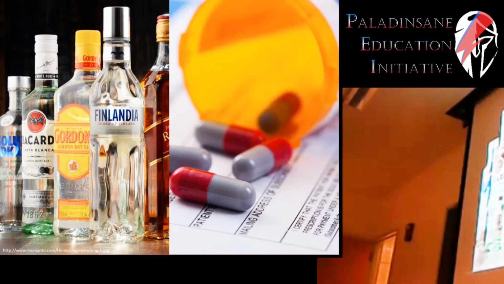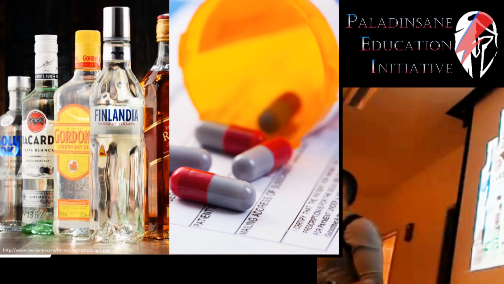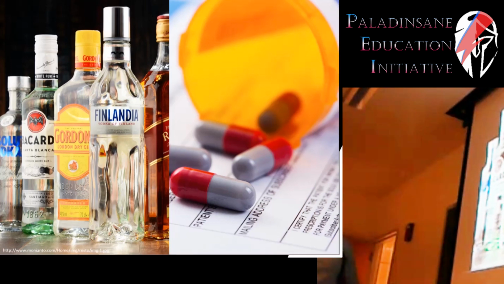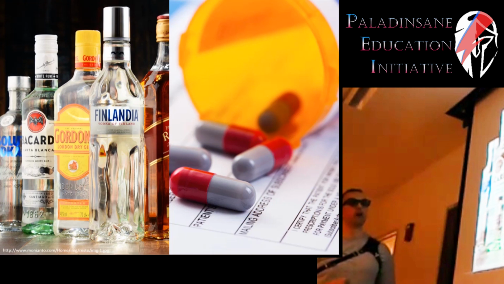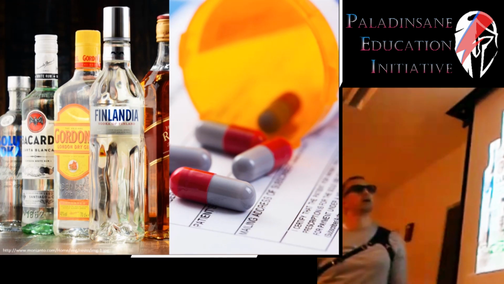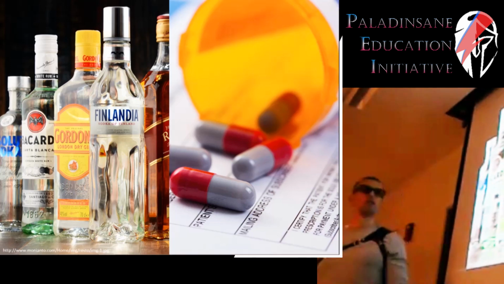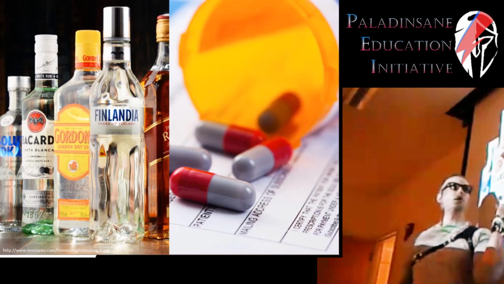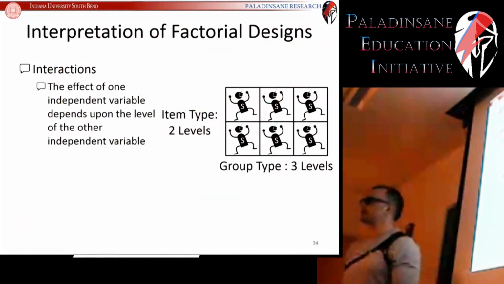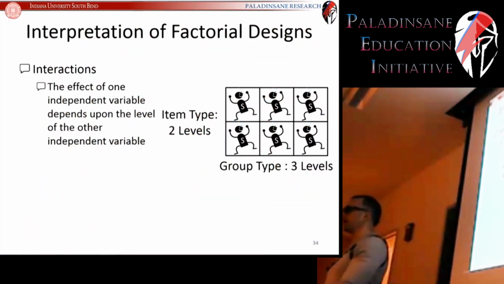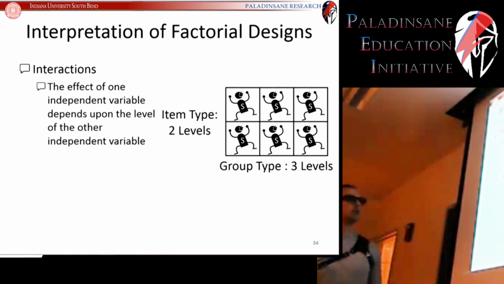What this drug does is dependent upon how much alcohol you have in your system, and that's why you're told, do not take this medication with alcohol. It's to avoid that interaction. So again, the prescription drug has one effect when you have zero alcohol in your system. The effect of the drug changes when you have more alcohol in your system. The effect of the drug interacts with the alcohol. So that's what we're looking for when we're talking about interactions. Does the variable do one thing in one situation and then do something completely different in another situation?